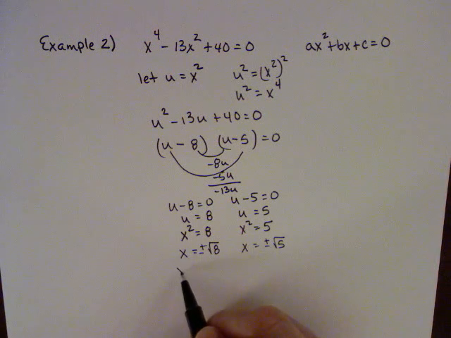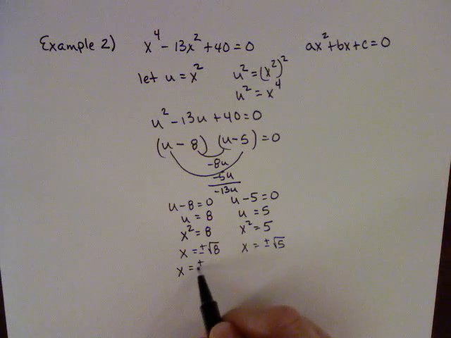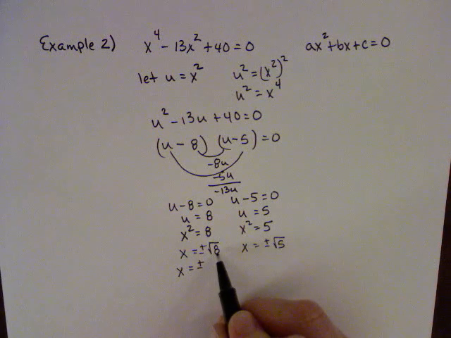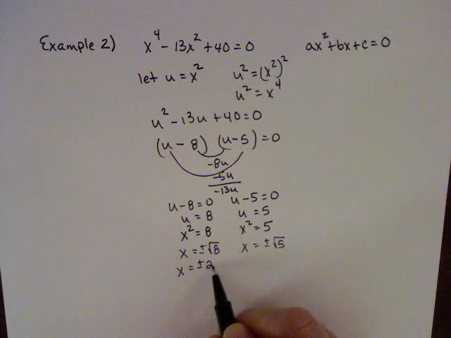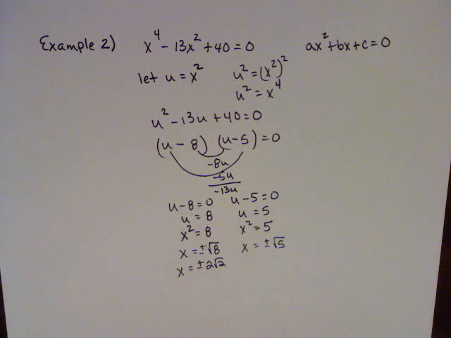We can simplify. 4 times 2 goes into 8. The square root of 4 is 2. 2 radical 2 is the simplified expression for radical 8.